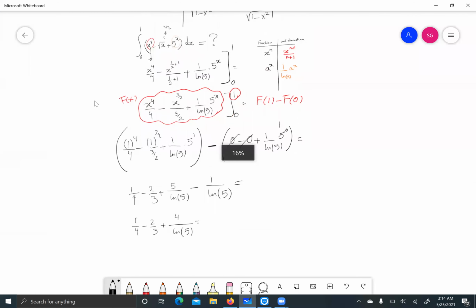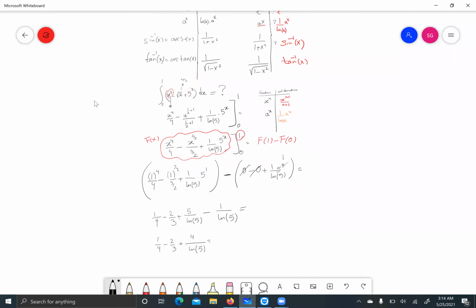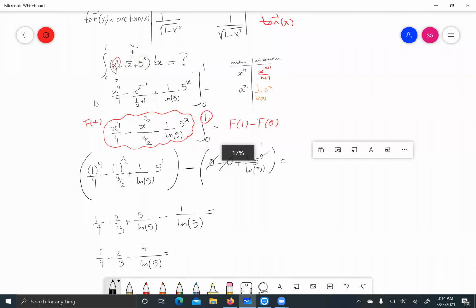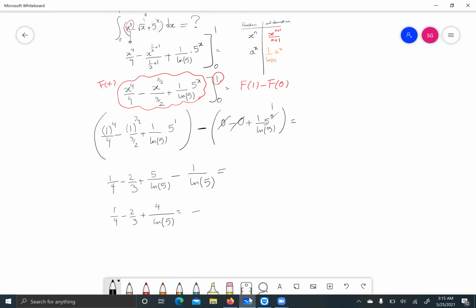You use the antiderivative rules for basic functions in order to find this integral. And then you just evaluate it at the given limits. And if you want to see the final, your textbook may also leave it as natural log of 5. Yeah, so after simplifying, it's going to be negative 5 over 12, that's right, plus 4 over natural log of 5.